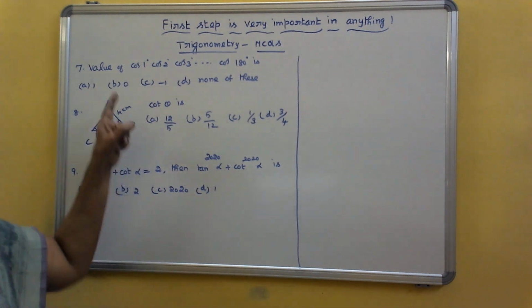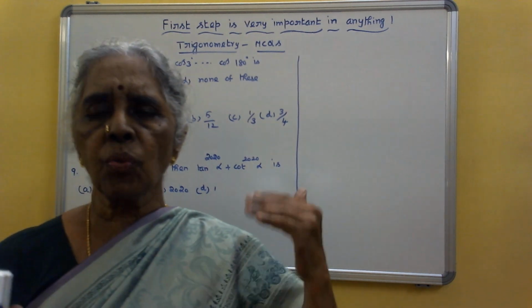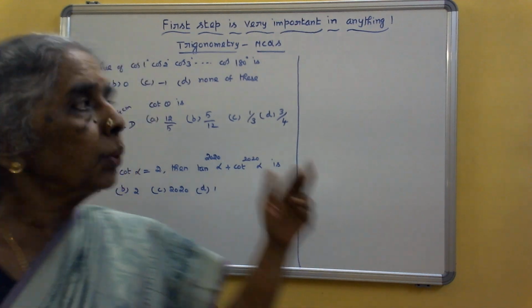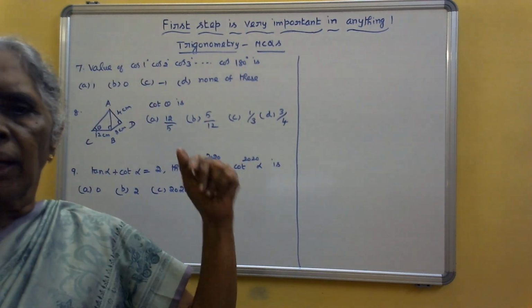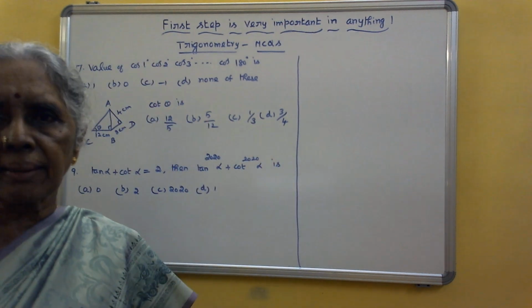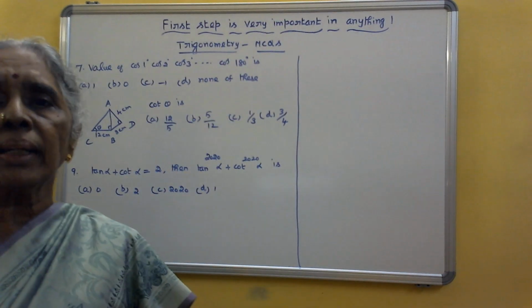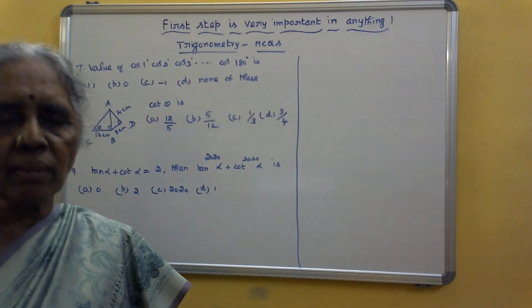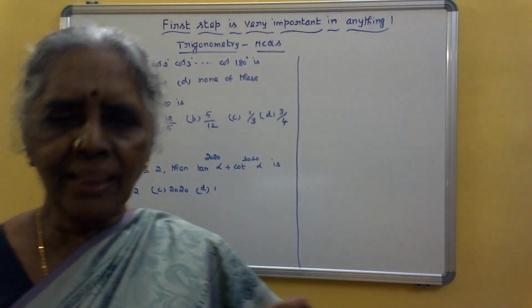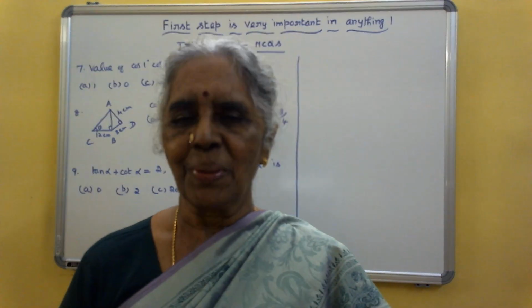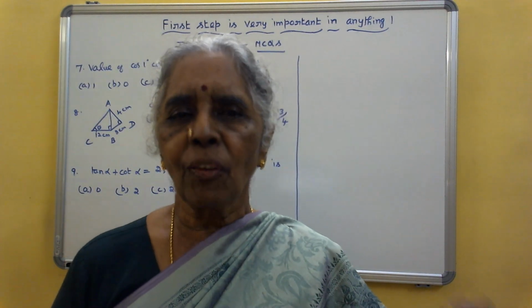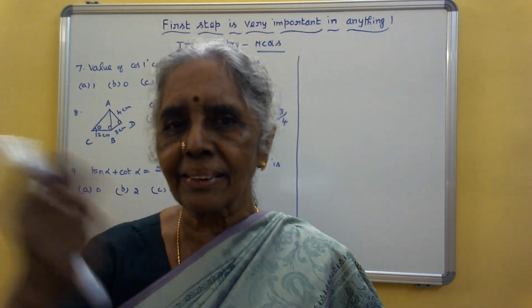Seventh sum. Value of cos 1 degree into cos 2 degrees into cos 3 degrees, etc., up to cos 180 degrees is, four options are given. Do you think it's very tough? No. Actually, it is very simple. If you think, you can give the answer in a second.